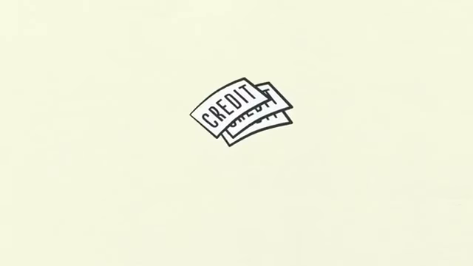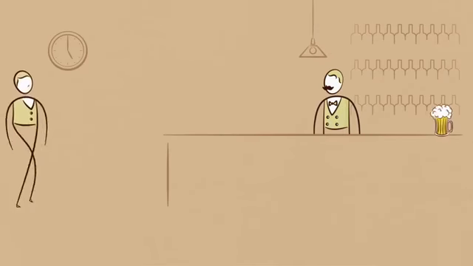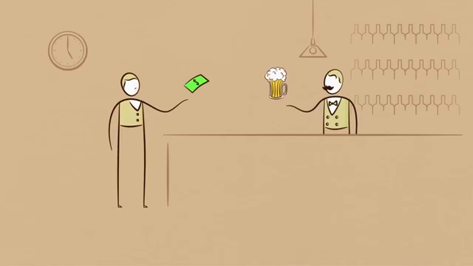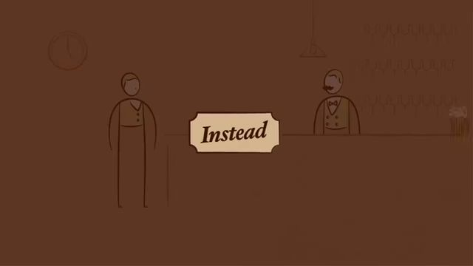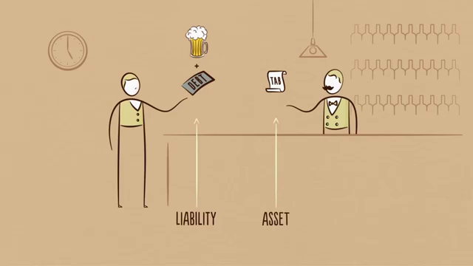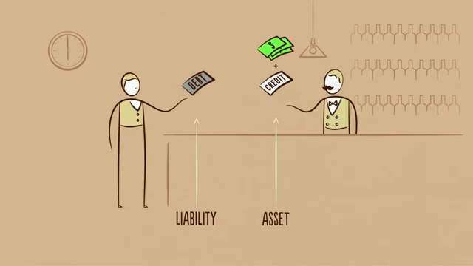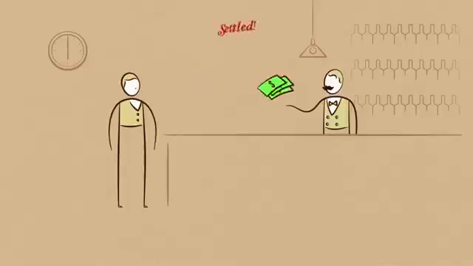This makes credit different from money. Money is what you settle transactions with. When you buy a beer from a bartender with cash, the transaction is settled immediately. But when you buy a beer with credit, it's like starting a bar tab. You're saying you promise to pay in the future. Together, you and the bartender create an asset and a liability. You just created credit out of thin air. It's not until you pay the bar tab later that the asset and the liability disappear, the debt goes away, and the transaction is settled.